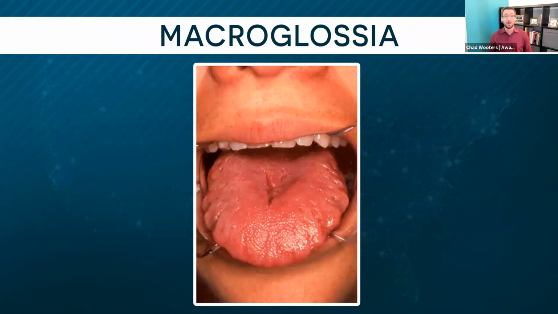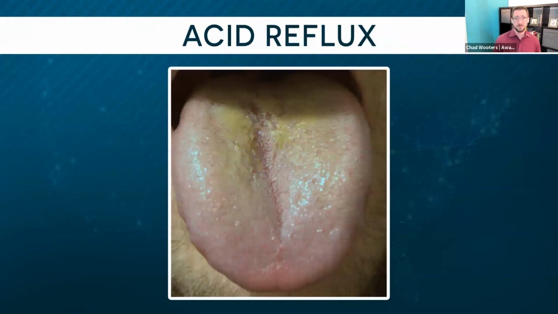Macroglossia, or enlarged tongue. We talked about how the enlarged soft tissue structures, especially the tongue, factor into helping our patients with sleep apnea. This isn't something that we're not going to help their tongue. There is a surgery, a basal tongue reduction, that can be used to make the tongue a little smaller and fit better into the mouth. But the tongue can be a big culprit in collapsing the airway.